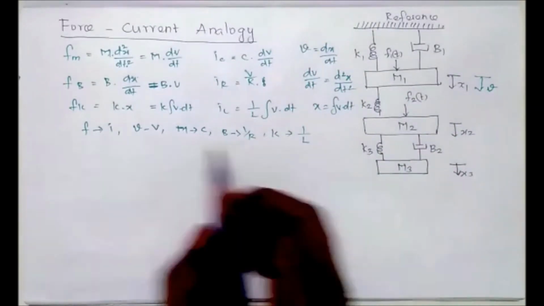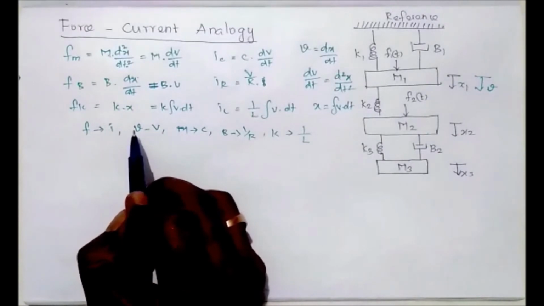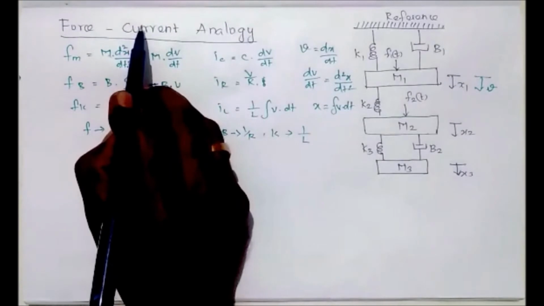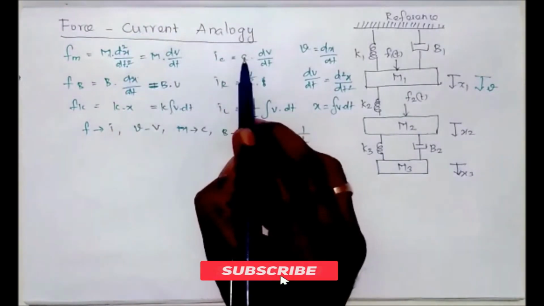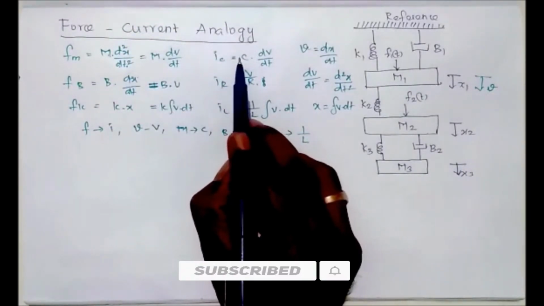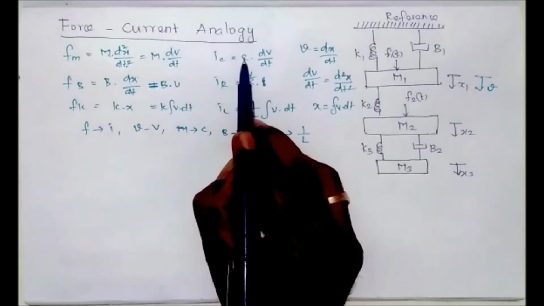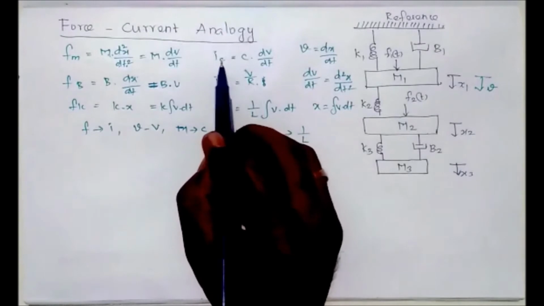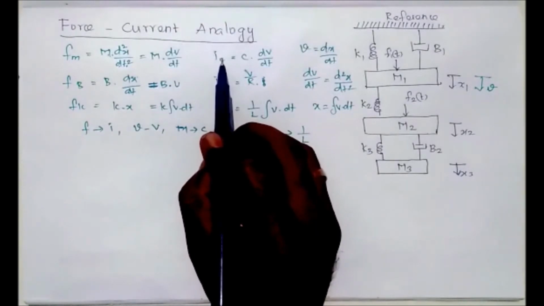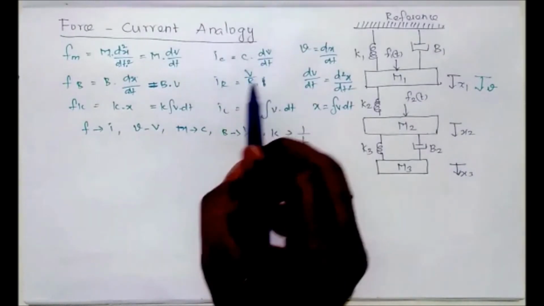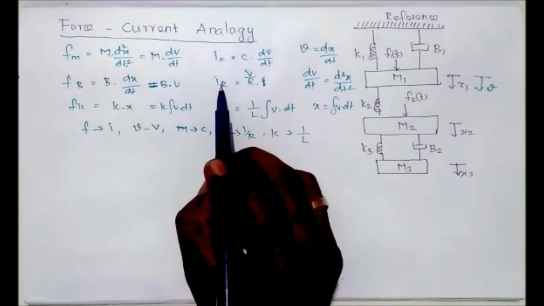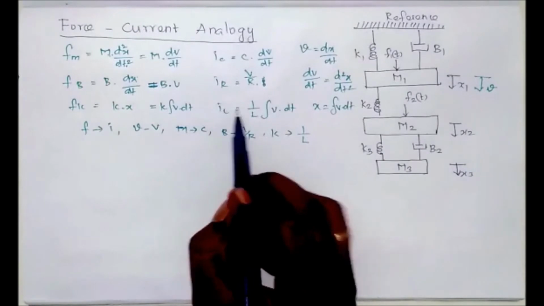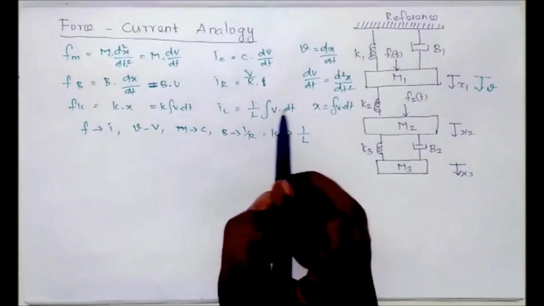So now similarly for all three electrical elements, this is the force current analogy. Therefore we have to write the current equation for all three basic elements of electrical. First we can take capacitor. Current through capacitor IC equal to C into dV divided by dt. Current through resistor, according to Ohm's law, IR equal to V divided by R. Current through inductor equal to 1 by L into integral of V into dt.